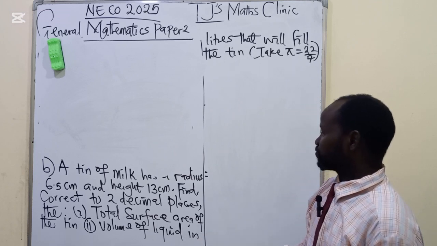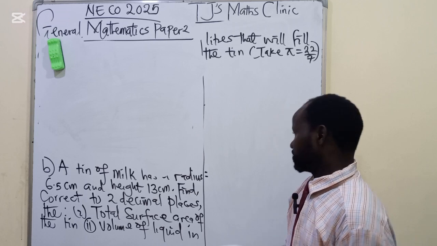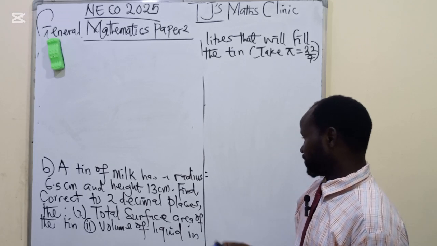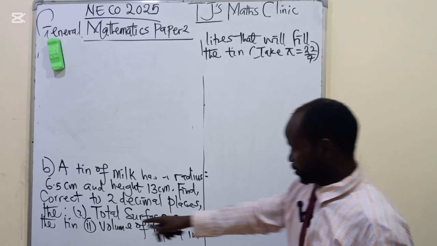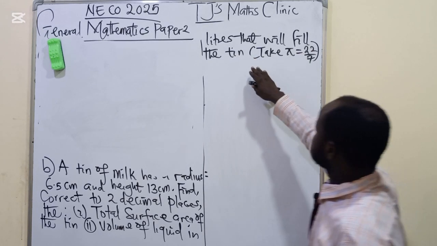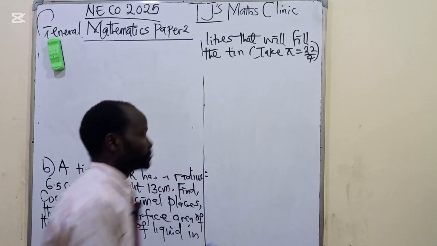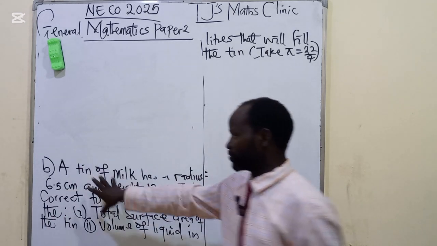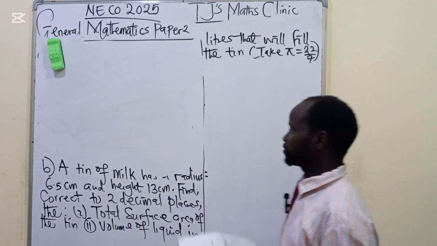We are asked to find, correct to two decimal places: one, the total surface area of the tin; two, the volume of the liquid in liters that will fill the tin. We are asked to take pi to be 22 divided by 7. Of course, this is still from mensuration of solid shapes.